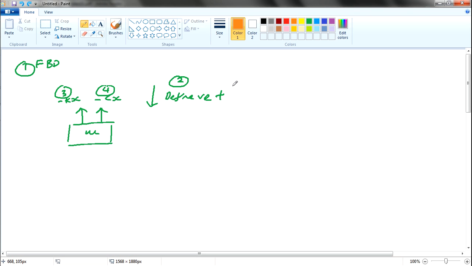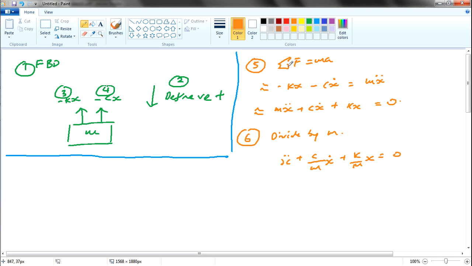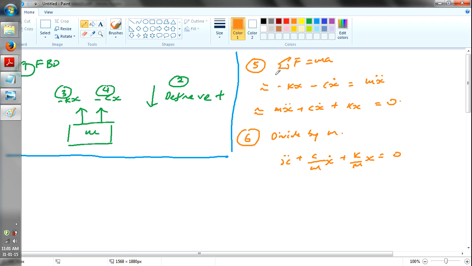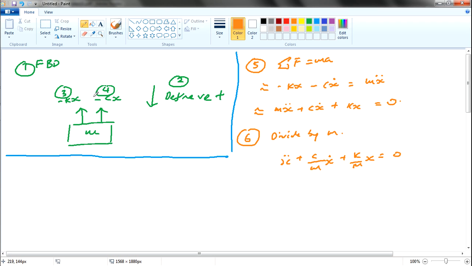So using the summation rule, we know that the summation of forces equals ma. Therefore, minus kx minus c x dot, sorry, I didn't put a dot over here, equals m x double dot, which is the mass times acceleration. Then you just bring these two over here, and you get this equals 0. You divide the whole equation by m.